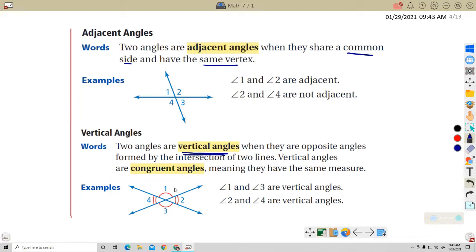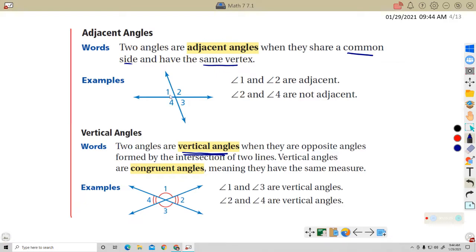They share a common vertex, and they're going to be opposite each other. So 1 and 3 are vertical, 2 and 4 are vertical, and they're going to have the same measure. They're going to be equal measure.